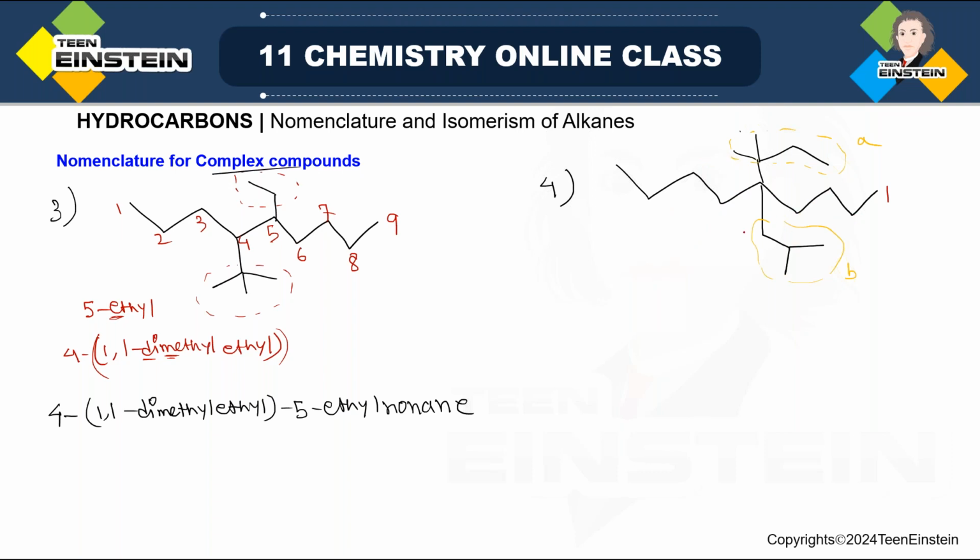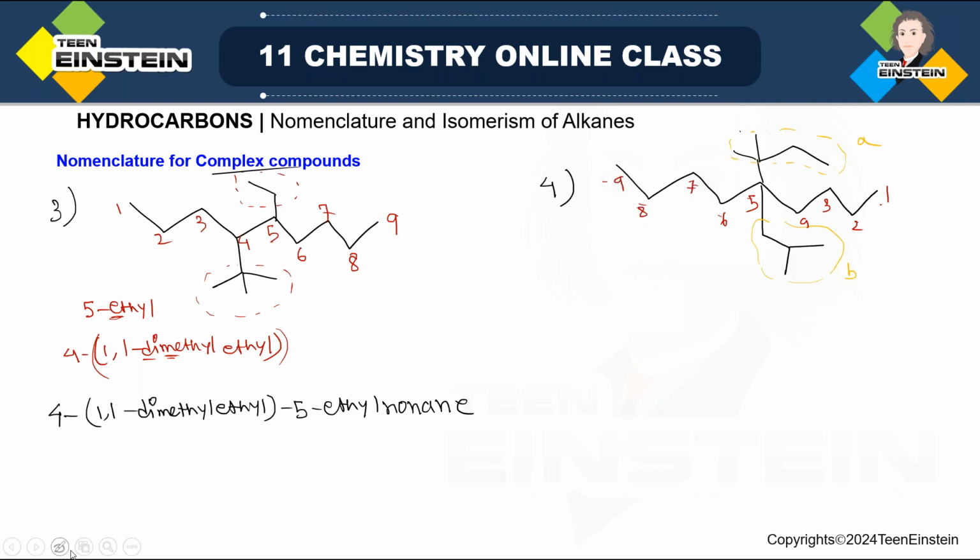Actually both are having the same position. The two substituents are at the middle position. So whether you start numbering from left to right or right to left, it doesn't matter. So 1, 2, 3, 4, 5. 1, 2, 3, 4, 5. Both are giving you 5. So 3, 4, 5, 6, 7, 8, 9.